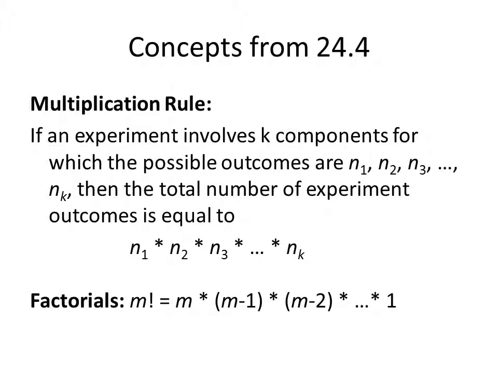In section 24.4, we have only a couple different ideas that we need to introduce here. But to get to those, we need to look at some particular notations. Our multiplication rule: if an experiment involves k components, for which the possible outcomes are n1, n2, n3, all the way to nk, then the total number of experiment outcomes is equal to n1 times n2 times n3 times nk.